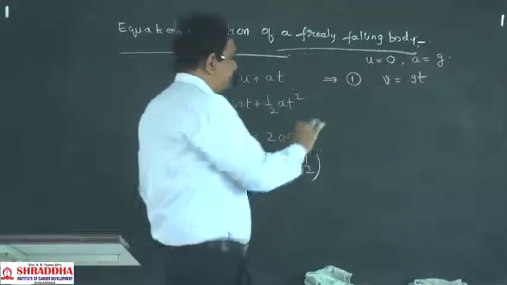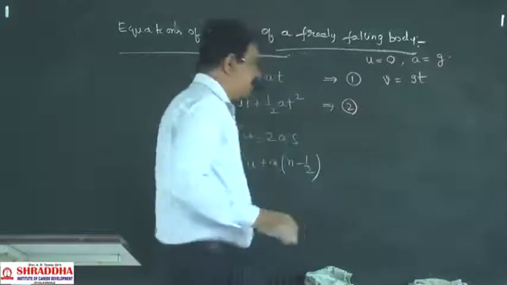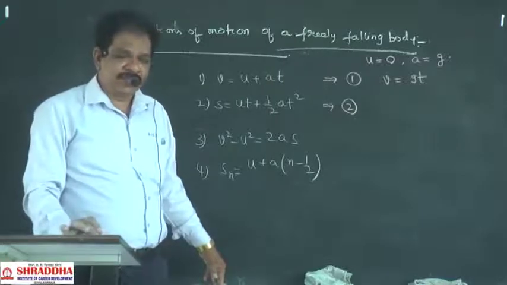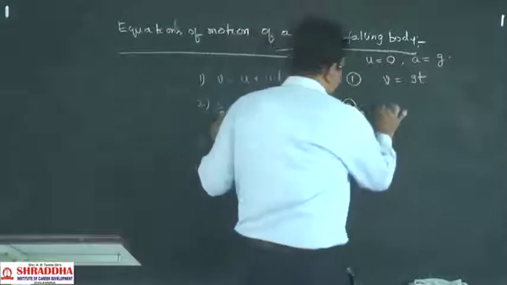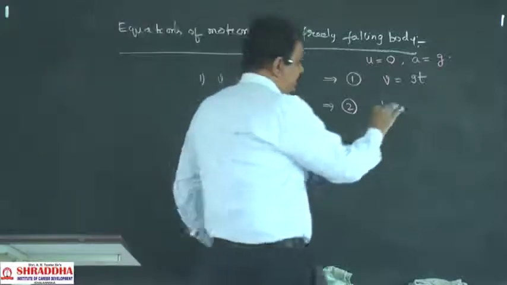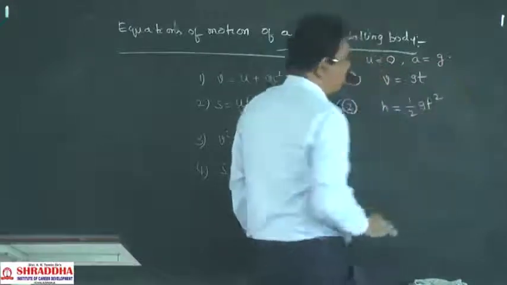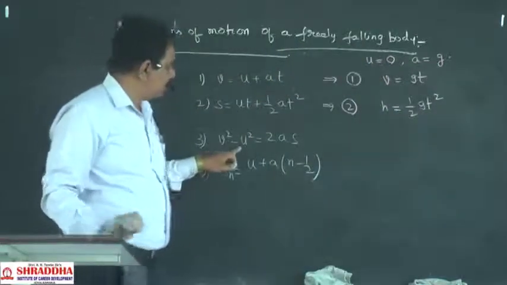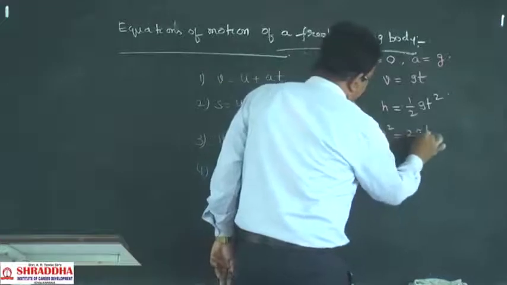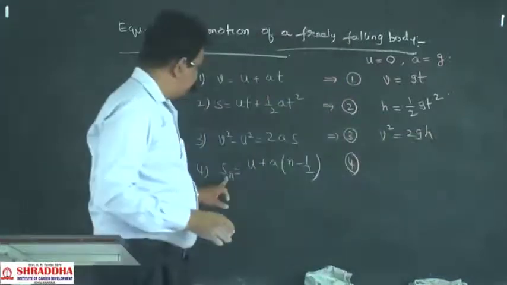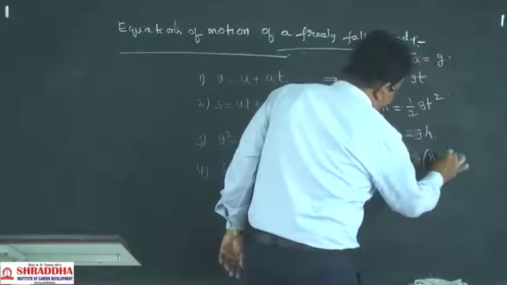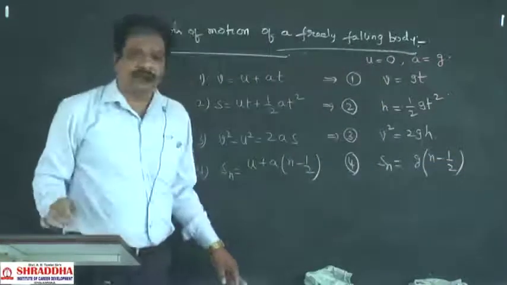And in this one, we can use the same symbol s, or we can generally use small h in place of s. So h is equal to ut plus half gt square; u value is 0, so this becomes 0, and h is equal to half gt square. Here v square is equal to 2gh. The same Sn symbol we will use: u is 0, a is g, so it becomes g into n minus half.